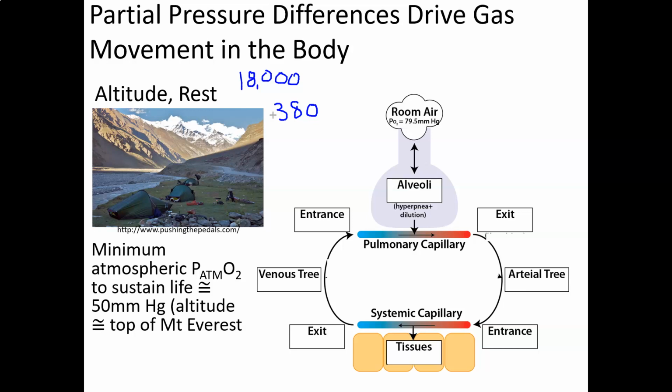So if we say, okay, we're going to go to 18,000 feet and make this 380, we still multiply it by the fractional equivalent, 0.2093. And if you do that, you'll come out to the magic number of about 79 millimeters of mercury. We can also say, since the total pressure is half of what it was at sea level when we're at 18,000 feet, the percentage of oxygen doesn't change. So the pressure is half as much, and the partial pressure is going to be half as much.